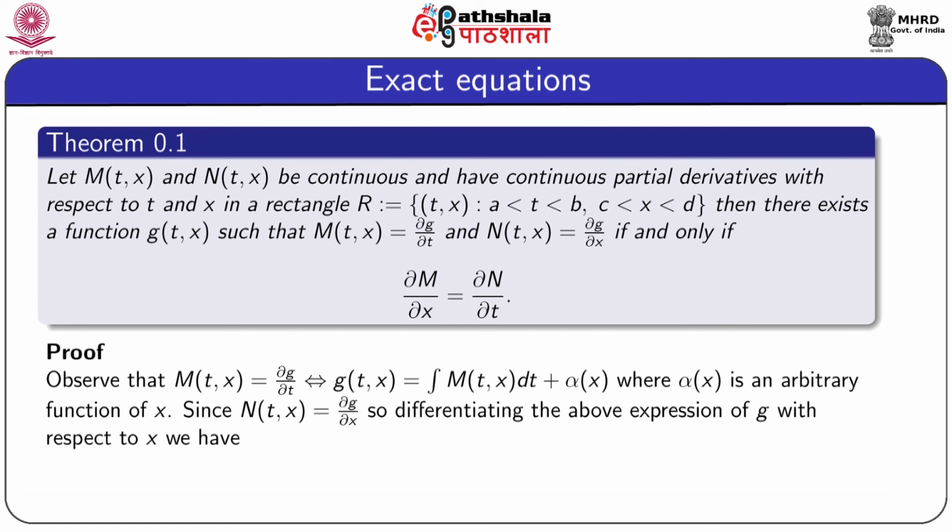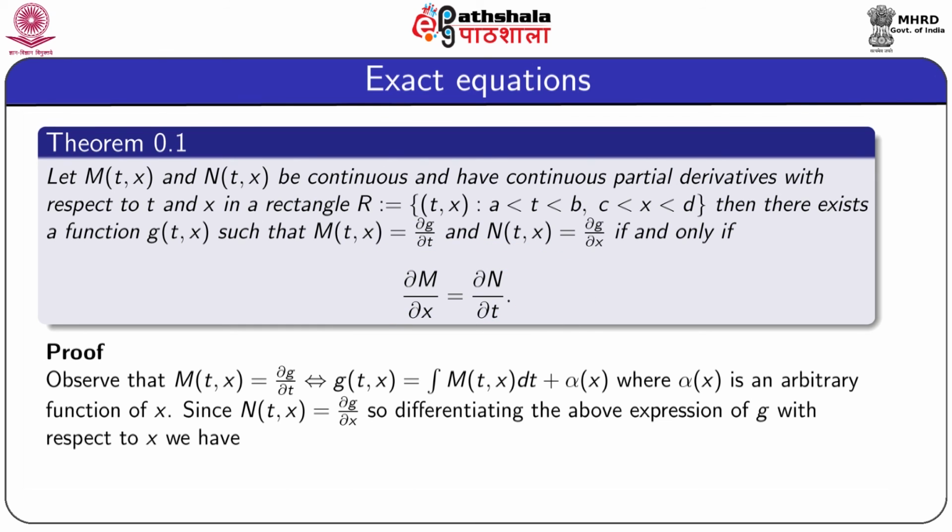Let us put all these results in the form of a theorem which says: let M(t,x) and N(t,x) be continuous and have continuous partial derivatives with respect to t and x in a rectangle R, which is t and x such that t lies between a and b and x lies between c and d. Then there exists a function g of t and x such that M is equal to del g del t and N is equal to del g del x if and only if del M del x is equal to del N del t.